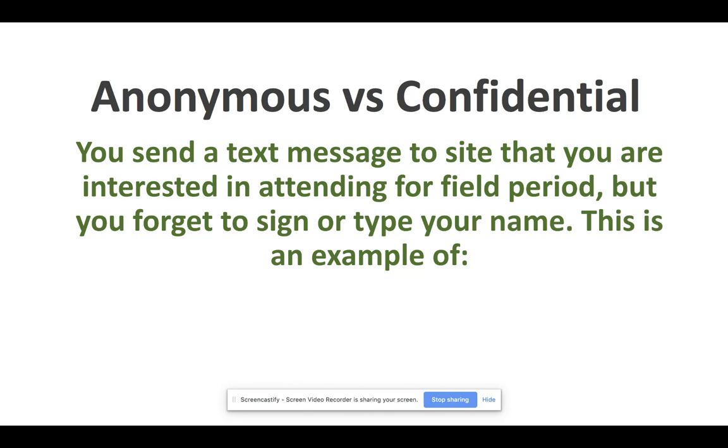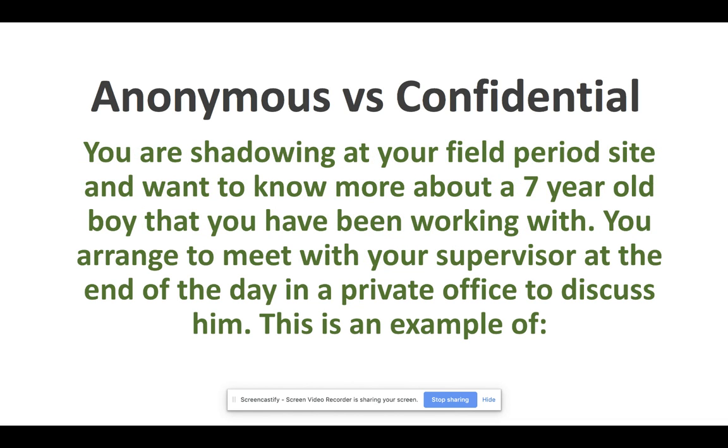You send a text message to the site that you are interested in attending for field period, but you forget to sign or type your name. This is an example of being anonymous or confidential. You are shadowing at your field period site when you want to know more about a 7-year-old boy that you have been working with. You arrange to meet with your supervisor at the end of the day in a private office to discuss him. This is an example of what? Anonymous or confidential.